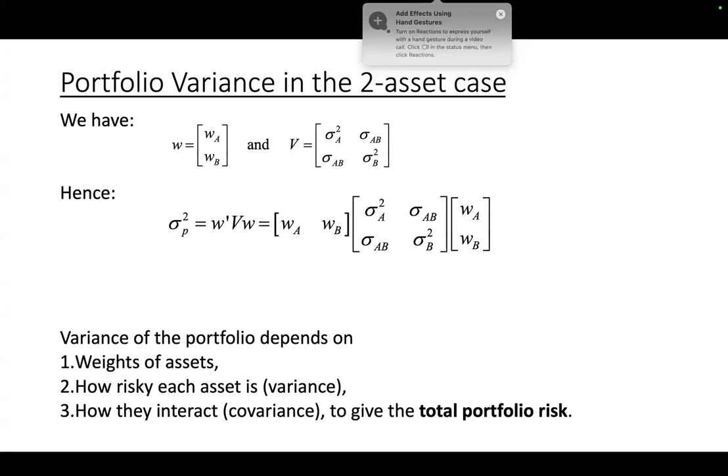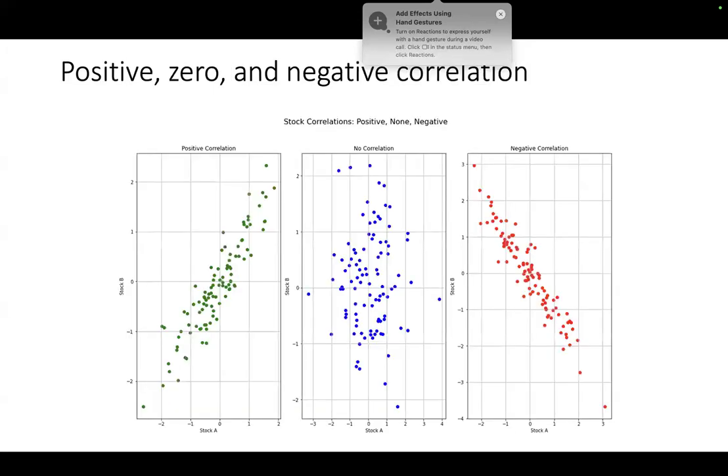So the variance of the portfolio itself depends on three things: the weight of each asset, WA and WB; how risky each asset itself is, the variances; and how these assets interact with each other. All of them together give the total portfolio risk. Yes, so this is the formula, not the matrix format, just the scalar format for the formula.